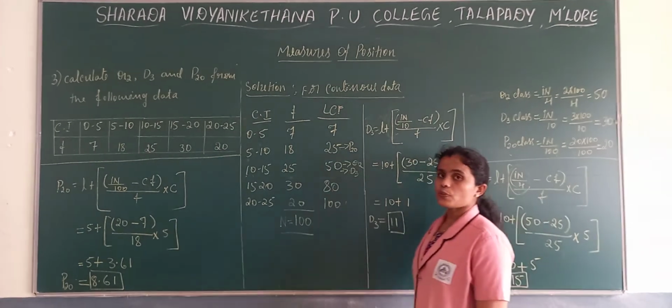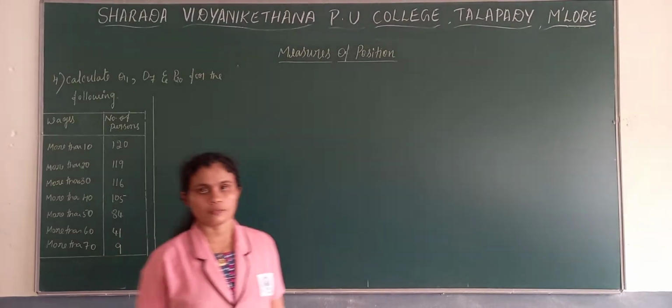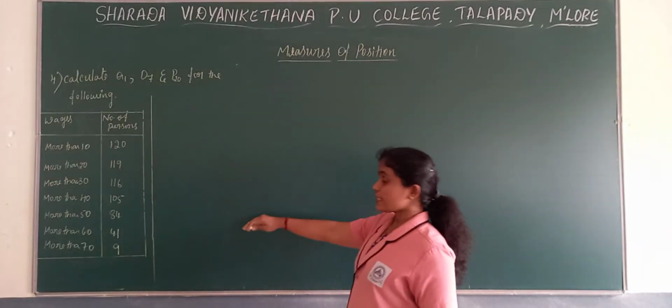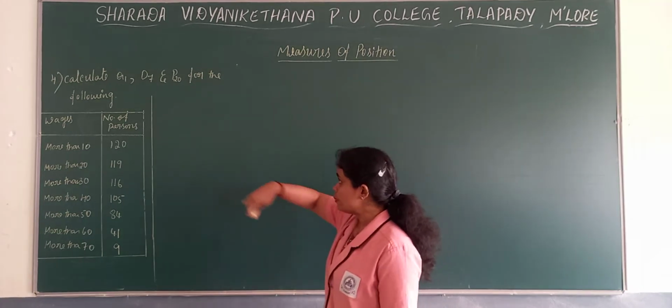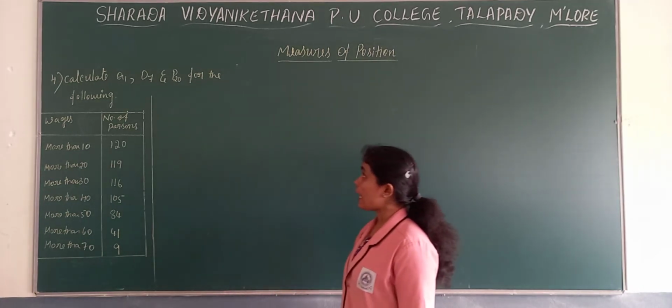Now we will see one more problem under this method. Now we will see another kind of problem. The last problem is on measures of position. Calculate P1, D7 and P20.